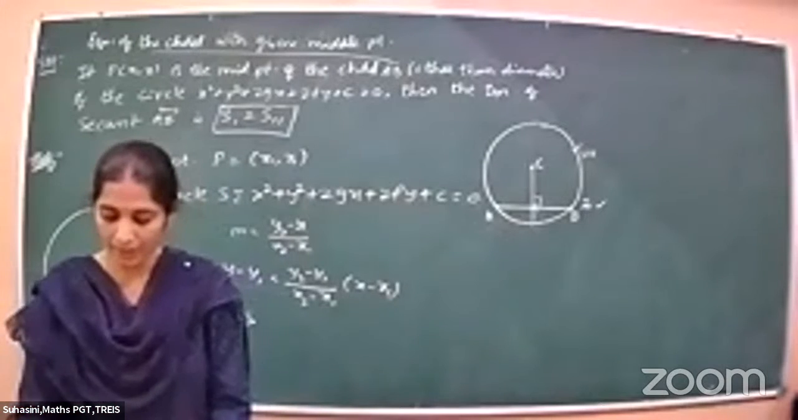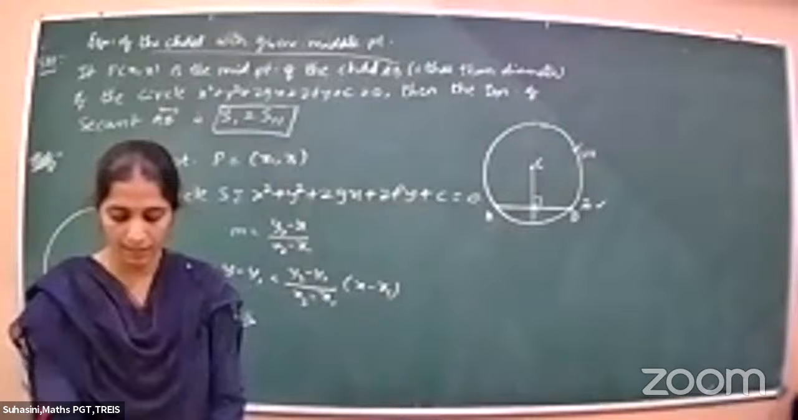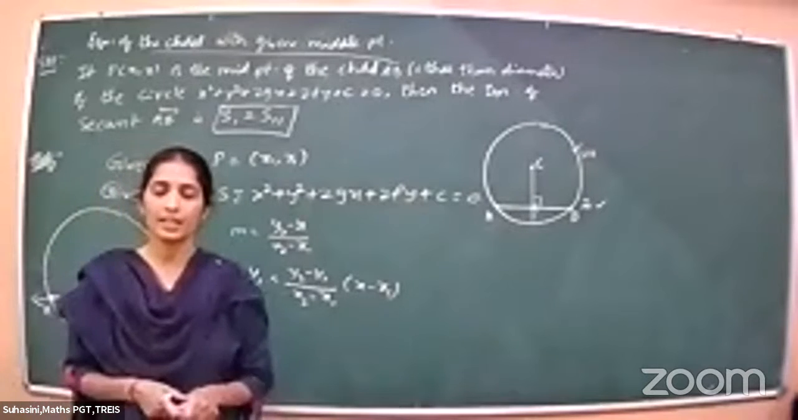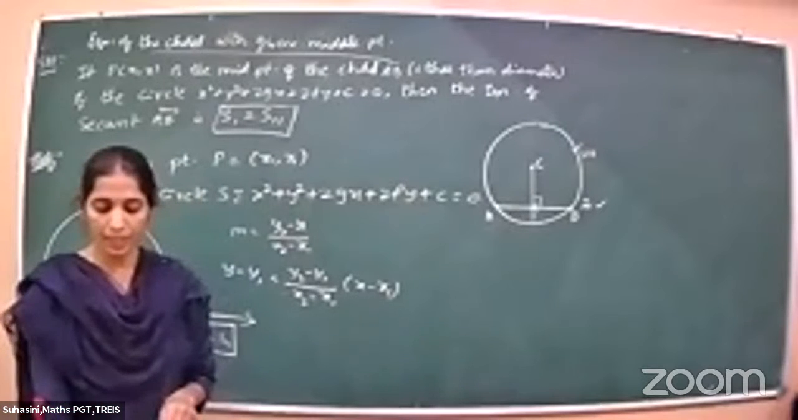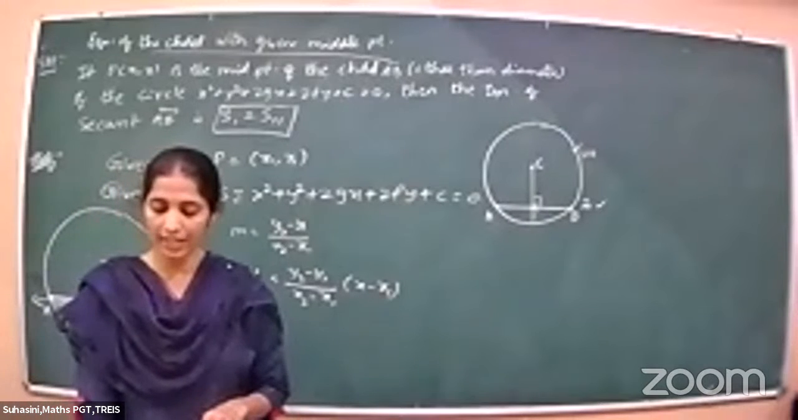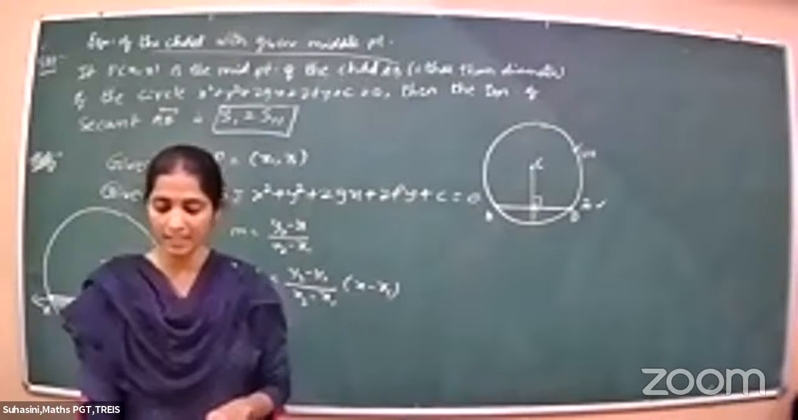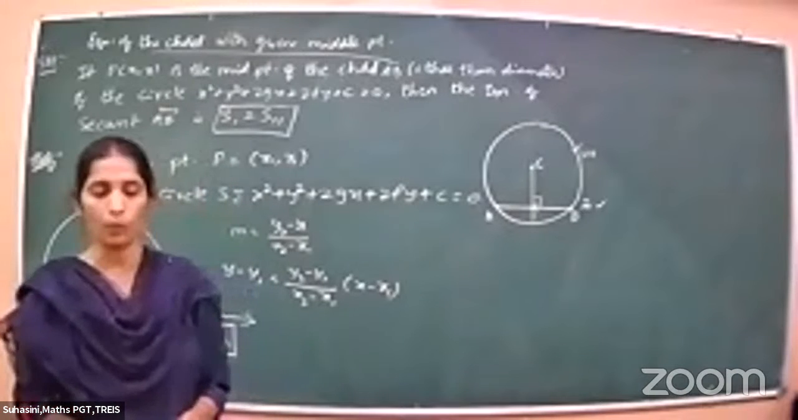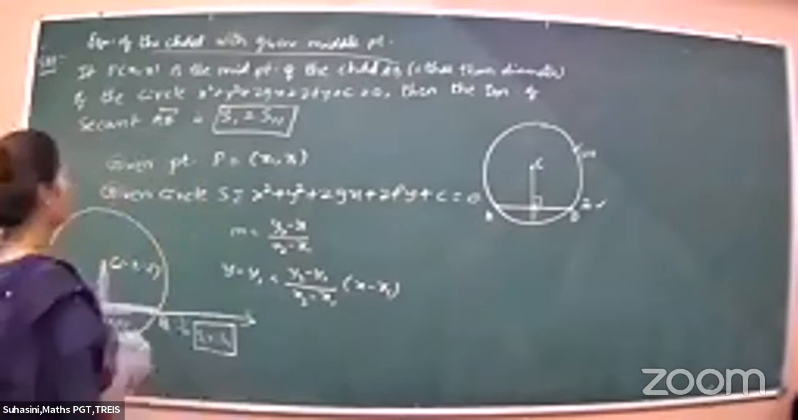And another very, very important question once appeared in the Board of Intermediate is: find the locus of the midpoints of the chords of contact of x square plus y square is equal to a square from the points lying on the line lx plus my plus n equal to 0. Let us solve this problem.